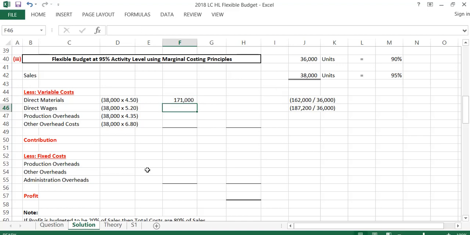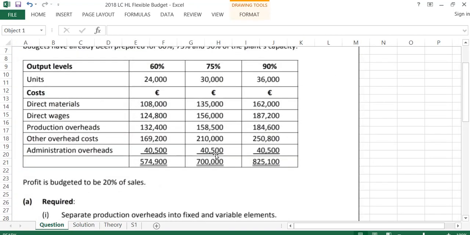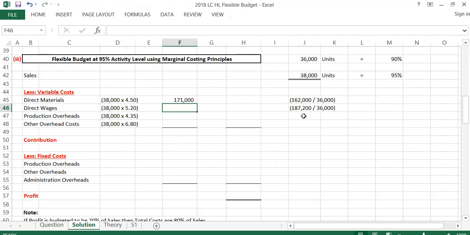Similarly with direct wages, at 36,000 units, the cost is 187,200. Then if I get my 187,200 and divide it by 36,000, it is €5.20 per unit. And again, if I'm working with 38,000 units, it's going to be 38,000 by 5.20.